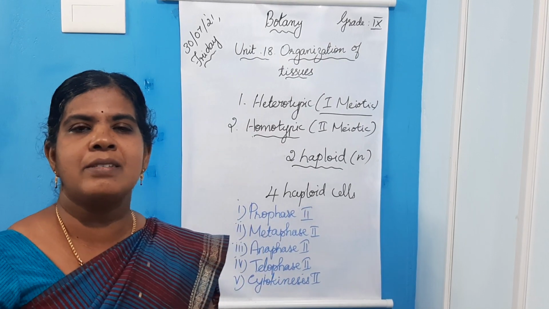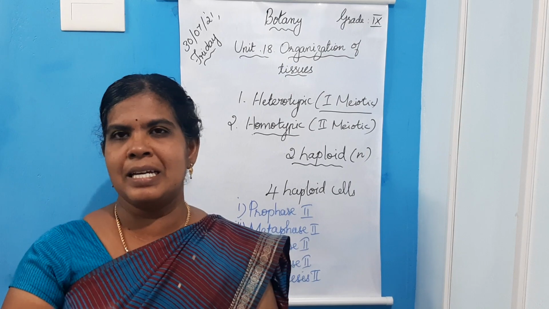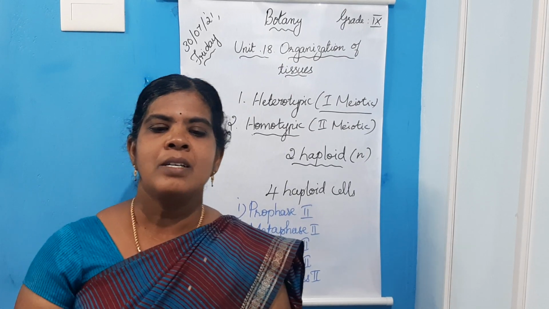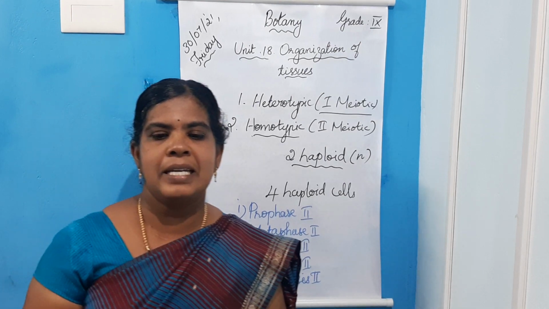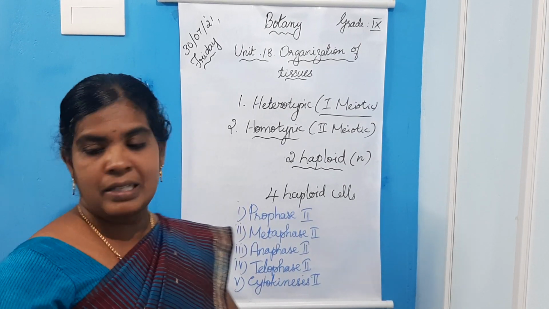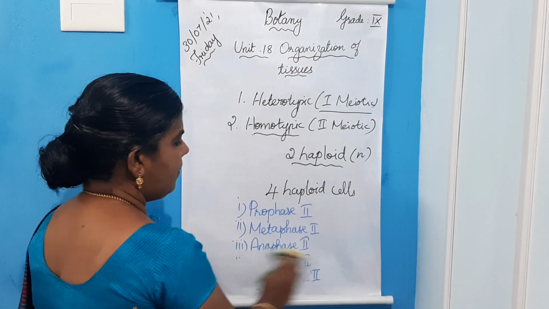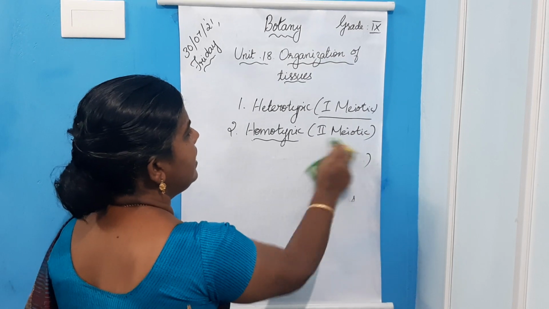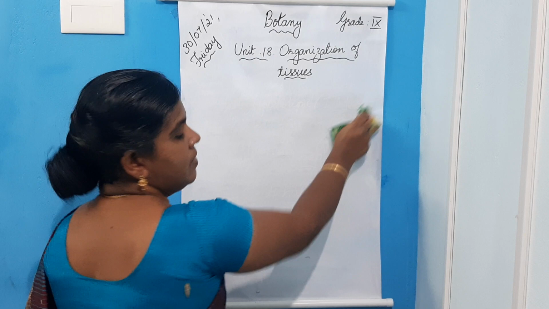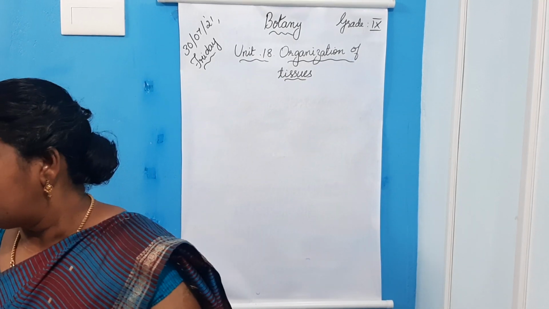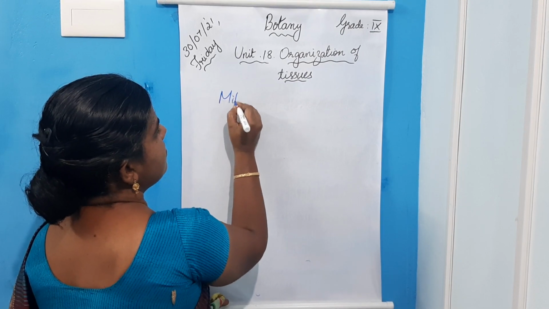Significance of meiosis: a constant number of chromosomes is maintained by meiosis. Next, the differences between mitosis and meiosis.